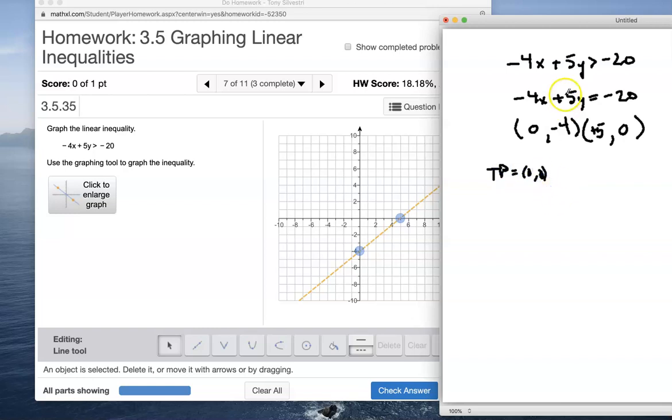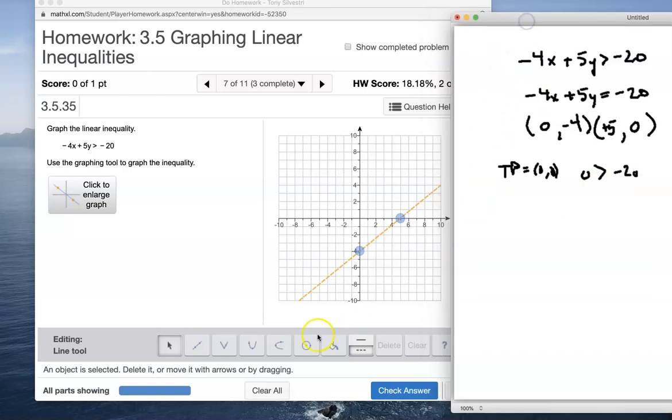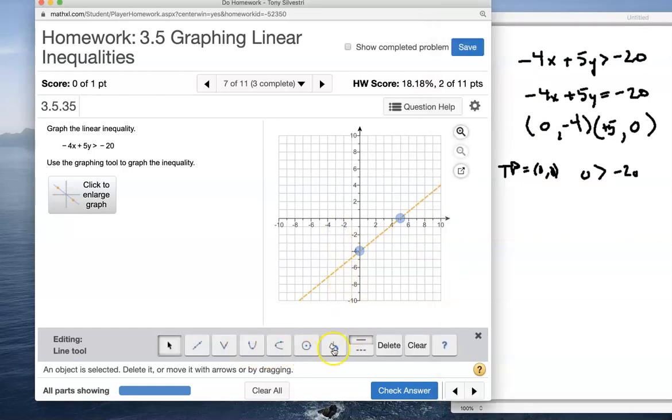And I plug in my 0, 0, and I get 0 plus 0 is greater than negative 20. And that's true. So what you're going to do is take your paint can. First, draw that. If it's true, that's the 0, 0 point. You shade the region that includes the 0, 0 point, because any point inside that region will work.